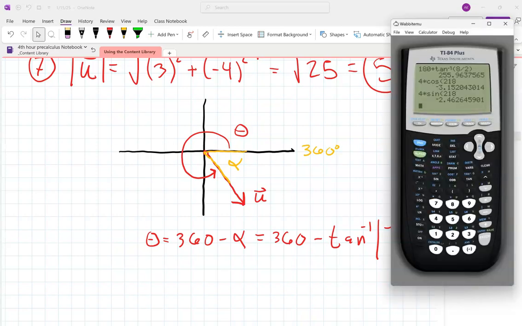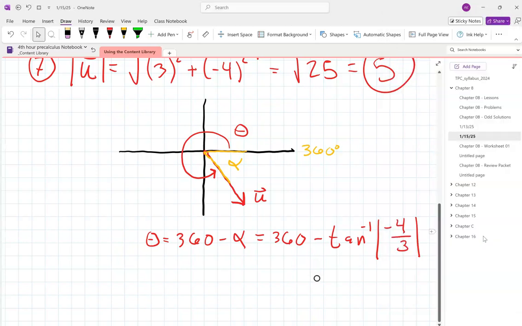So I just pull up my calculator and make sure I'm in degree mode. 360 minus tan inverse, and I'm going to do the absolute value just in my head. The absolute value of negative 4 over 3 is just 4 over 3. You can make things that are negative positive in your head, right? No big deal. So I have like 306.9 then.